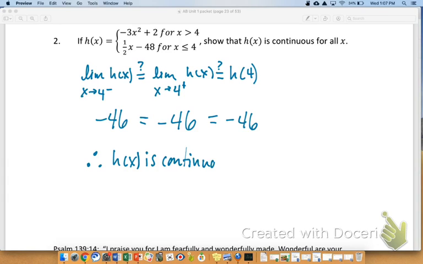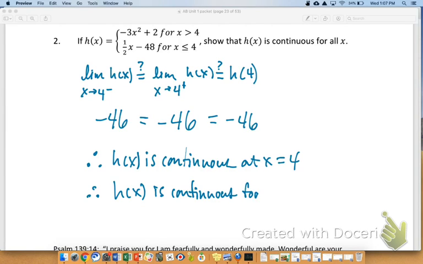And you could finish this off a number of ways. You could say continuous at x equals 4. Therefore, h of x is continuous for all x, because the two pieces themselves are continuous. Or if you just wanted to jump to this conclusion over here, I'd be fine with that. I'd be fine with either one of those conclusions, because 4 is really the issue here. So, okay. Questions, follow-ups there? Hopefully this is all just good reinforcement from yesterday.